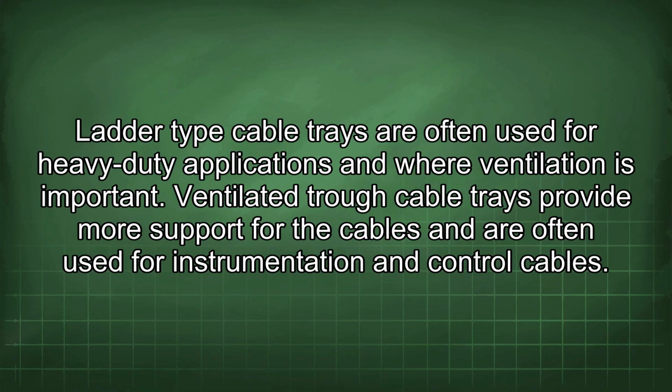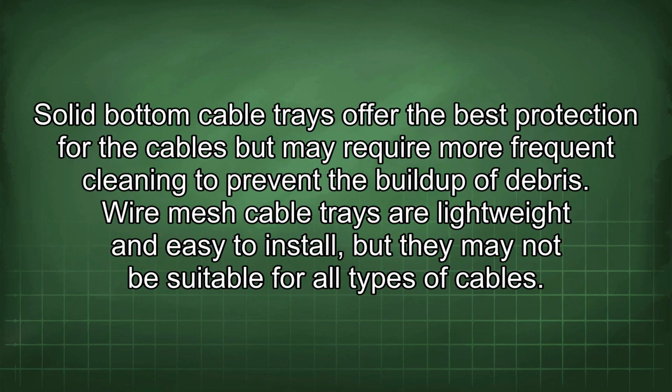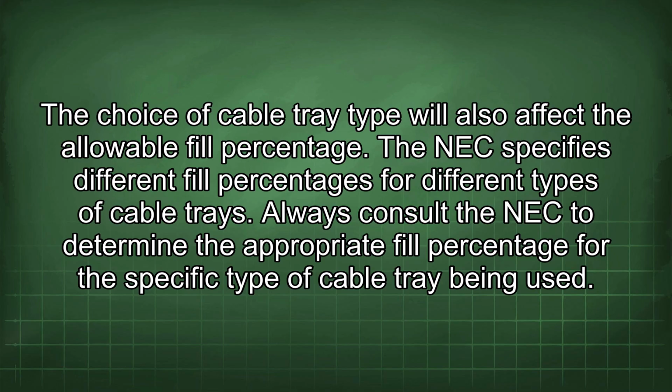Ladder-type cable trays are often used for heavy-duty applications and where ventilation is important. Ventilated trough cable trays provide more support for the cables and are often used for instrumentation and control cables. Solid bottom cable trays offer the best protection for the cables but may require more frequent cleaning to prevent the buildup of debris. Wire mesh cable trays are lightweight and easy to install, but they may not be suitable for all types of cables. The choice of cable tray type will also affect the allowable fill percentage.